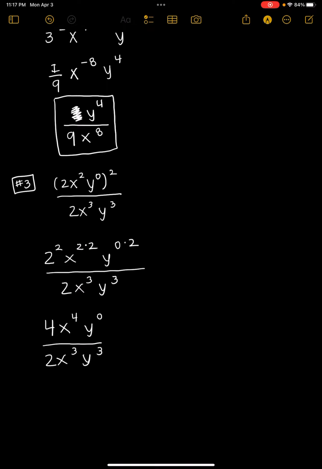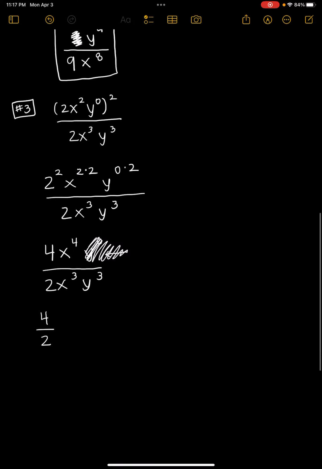And then the big thing here is this y to the 0. Anything to the 0 power is 1, or it cancels out, so I can just scratch that out right there. And then we're going to deal with the quotient rule. So the quotient rule tells me I'm going to do just 4 divided by 2 right here, because those are coefficients. They actually do divide. They're not exponents. And then for the x's, I'm going to have x to the 4th minus 3, because I'm going to subtract those exponents.